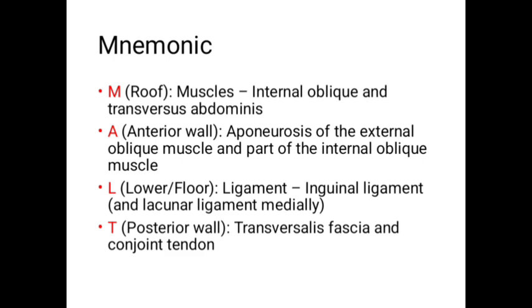So MALT can help you do a lot of things. M for muscle, which represents the roof. A for anterior wall, which represents the aponeurosis. L for lower segment or floor, which represents ligament. T for posterior wall, which represents transversalis fascia.